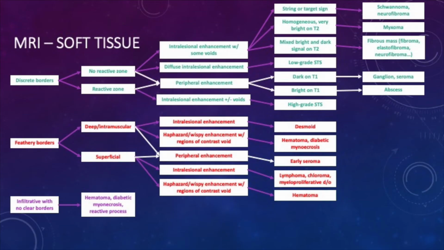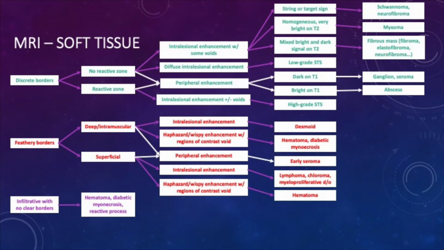So we'll start with soft tissue, and the first thing you want to know is, are there discrete borders to the main tumor, not to the reactive zone around the tumor? And you're going to see the second step when there's discrete borders is how do we characterize that reactive zone. But we want to know the tumor itself. Are there discrete borders? Are there feathery and infiltrative borders? Or are there infiltrative with no clear borders? So you can't even tell exactly where the tumor starts and stops.